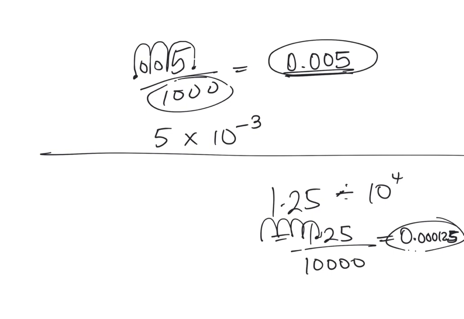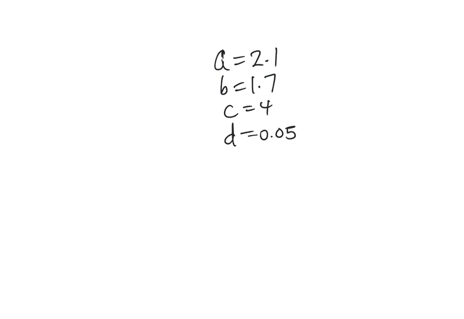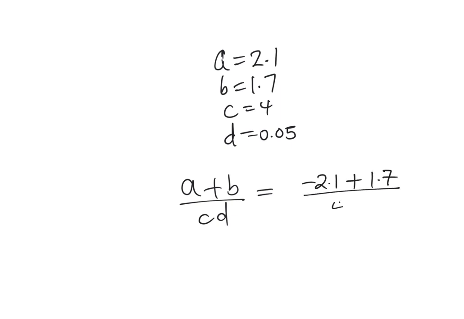Order of operations follow the same principle. I'm just going to go ahead and explain the example next to you try it next to example 7. A is 2.1, B is 1.7, C is 4, and D is 0.05. So we have A plus B over CD is the formula that we're supposed to use. So that is negative 2.1 plus 1.7 divided by 4 times 0.05.